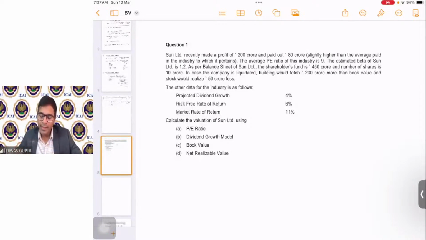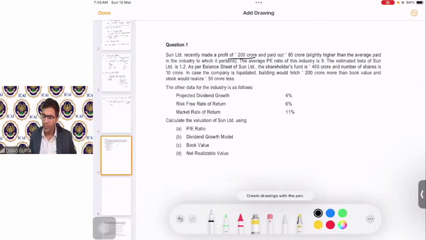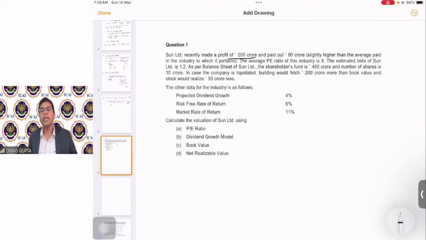So Sun Limited recently made a profit of rupees 200 crore. First of all, we have been given something about profit. We can keep on registering in our mind what all things are given, and paid out rupees 80 crore, slightly higher than the average paid in the industry to which it pertains. Paid out 80 crore means dividend is 80 crore, earnings is 200 crore. The average PE ratio of the industry is 9. They have also given us the PE ratio.